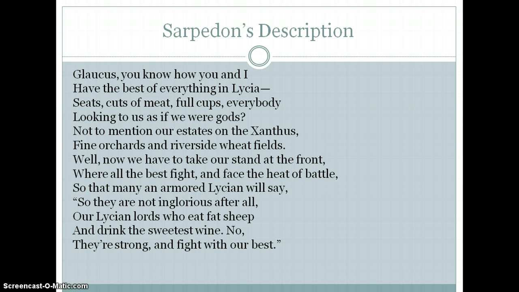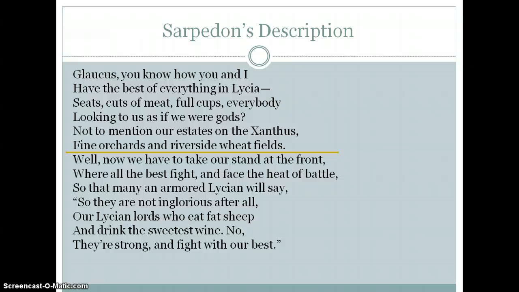Not to mention our estates on the Xanthus, fine orchards and riverside wheat fields. Well, now we have to take our stand at the front, where all the best fight and face the heat of battle, so that many an armored Lycian will say, so they are not inglorious after all, are Lycian lords who eat fat sheep and drink the sweetest wine. No, they are strong and fight with our best.